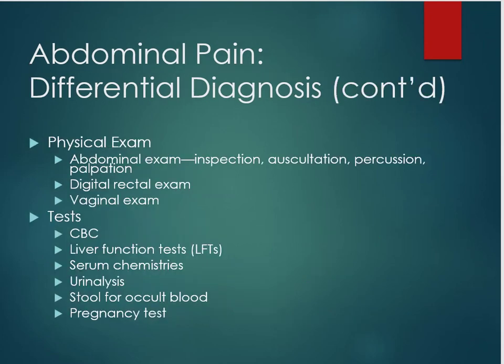In this workup, we're going to want to do a physical exam, so it's important to have the patient lying flat, able to visualize the abdomen, and there is a sequence of order, as I know you've learned in the past, for doing an exam. First you want to inspect, then auscultate, then percuss, and then palpate. It may be necessary to do a digital rectal exam and also a vaginal exam. Some tests that may be needed for your differential diagnosis include a CBC, LFTs, chemistries, urinalysis, stool for occult blood, and a pregnancy test.